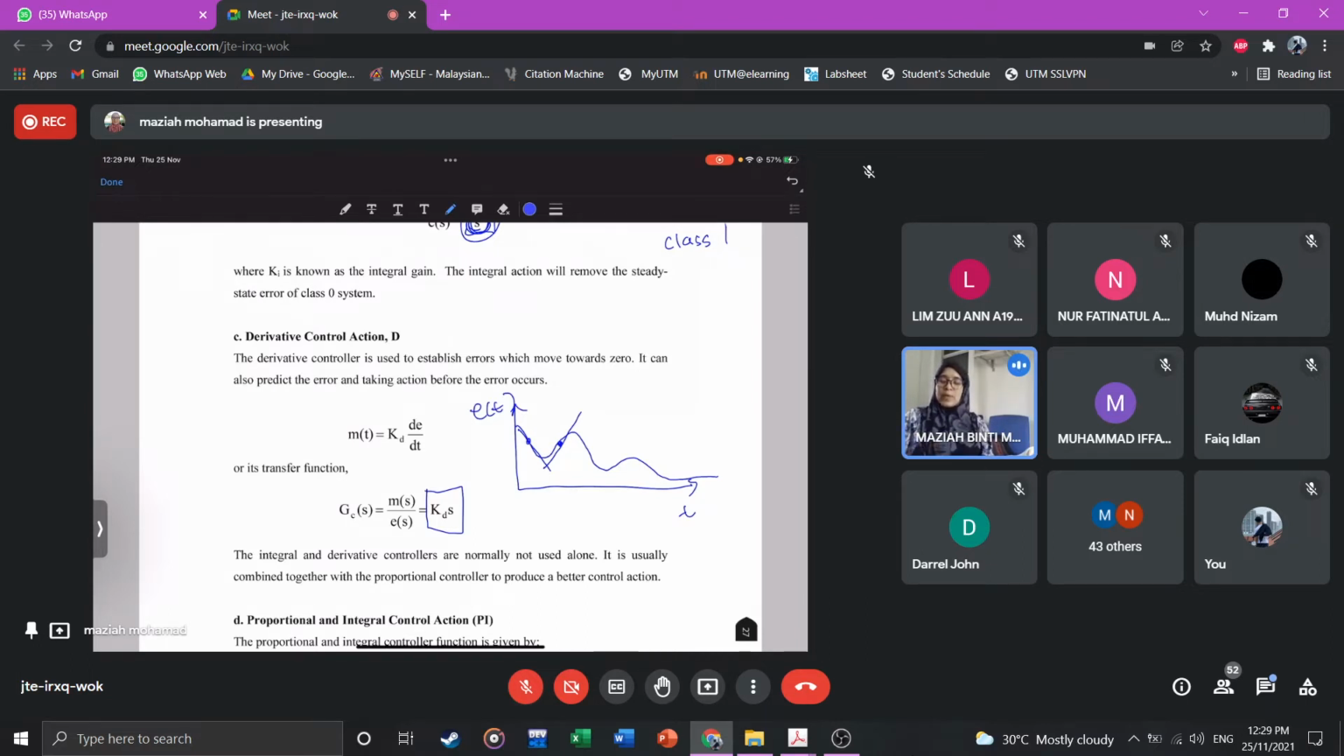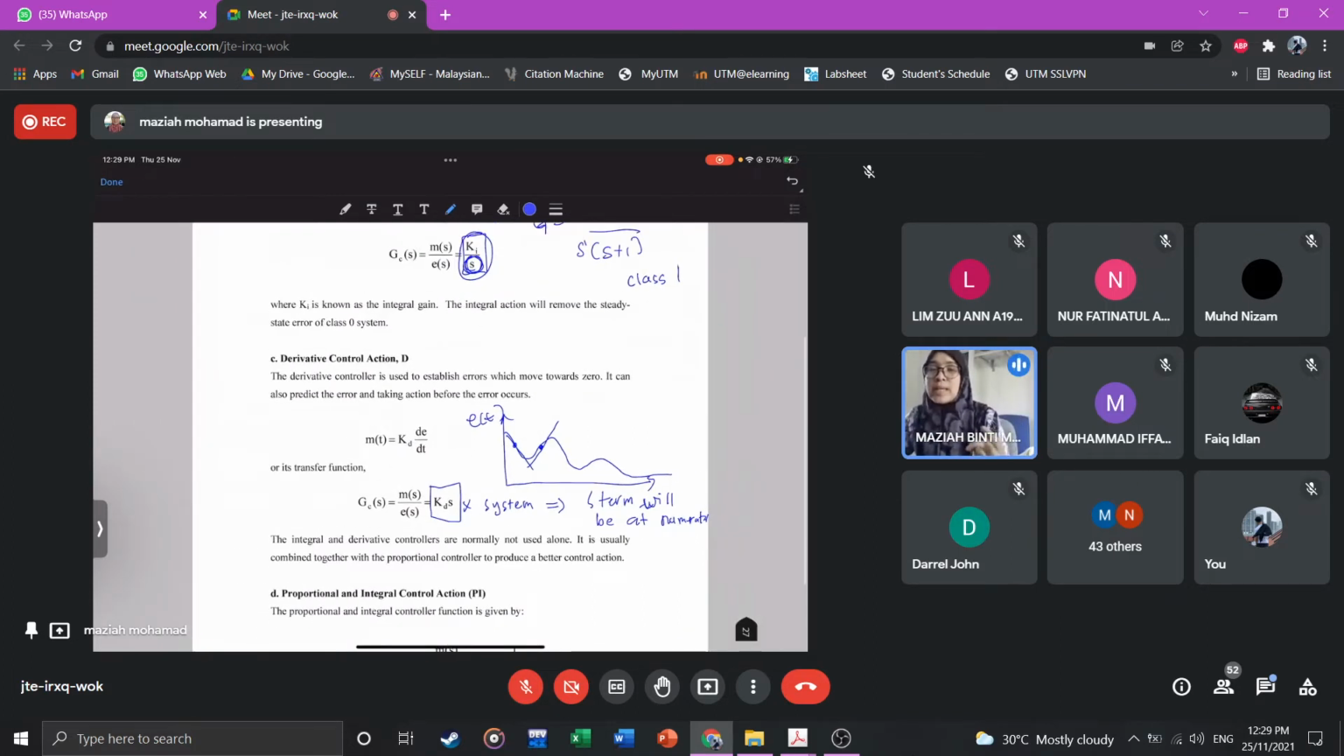If you multiply KDS to the system, the S term will be at the numerator, so it will not affect the denominator. That's why the derivative part will not affect the performance of the system.